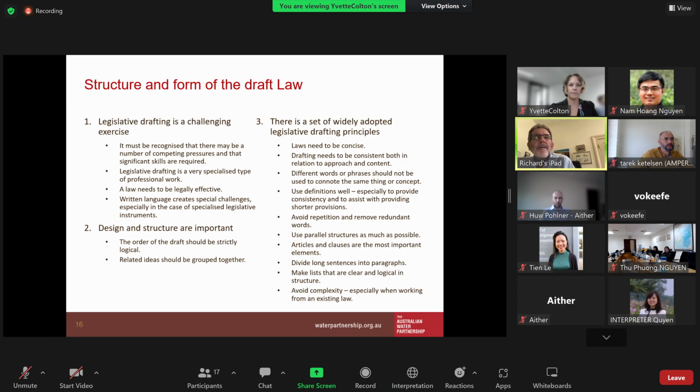But I guess, as I said at the start, I think the role of a drafter is to some extent different to the role that some of you may be playing in relation to policy development. And the more that you can come back and review the law, thinking about some of these drafting principles, the better the outcome will be. So that's my presentation. Any questions?